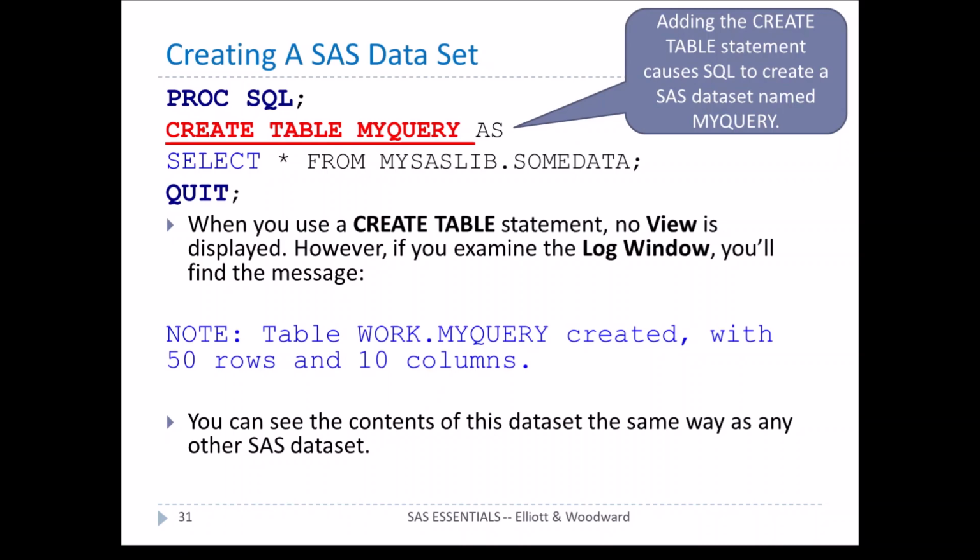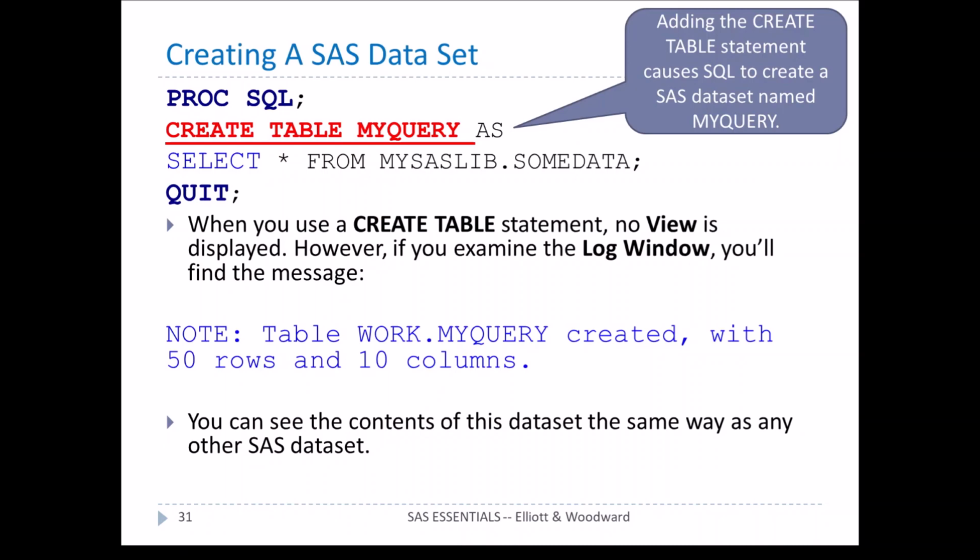So here we have PROC SQL before the select statement. Notice this is before the select statement. We say create table myQuery. That's going to create a SAS dataset called myQuery as select all the data from mysaslib.sumdata. Now notice here again we say create table. That's the word for a data set in SQL terminology. So we're creating a table called myQuery, which is basically the same thing as a SAS data set, and we're using SQL to create it from an existing data set.